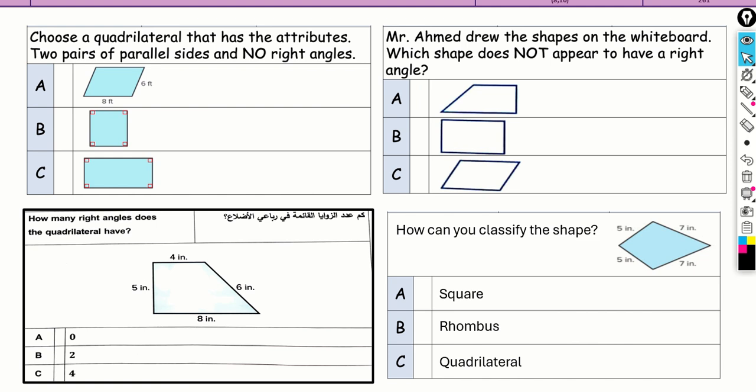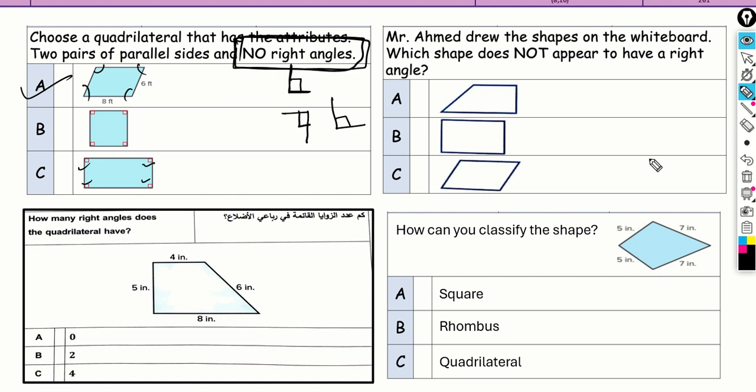Okay, now the last, we have classification of quadrilaterals. So choose a quadrilateral that has the attributes 2 pairs of parallel sides and no right angles. No right angle. I told you about right angles, right? If you see something like this, it means a right angle. If you see something like this, right angle. If you see something like this, right angle. Okay, so here you have right angles, right angles, right angles. It is saying no right angle, so these are not right angles. So that is our quadrilateral.